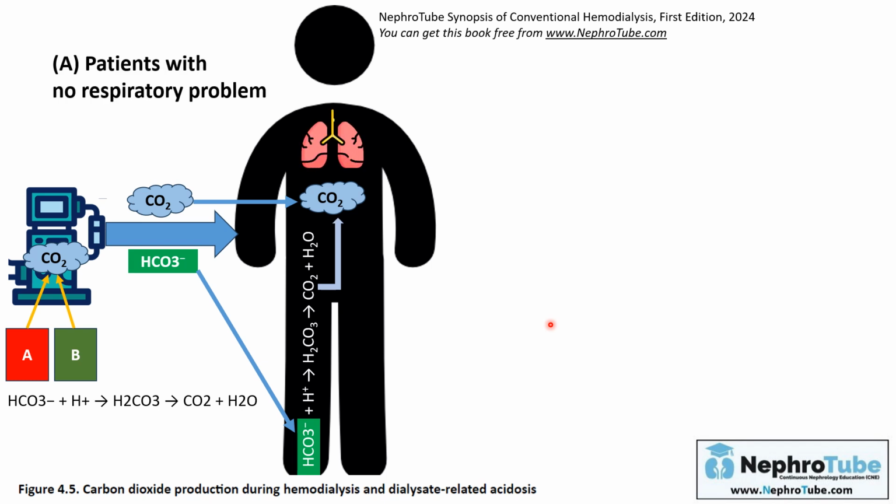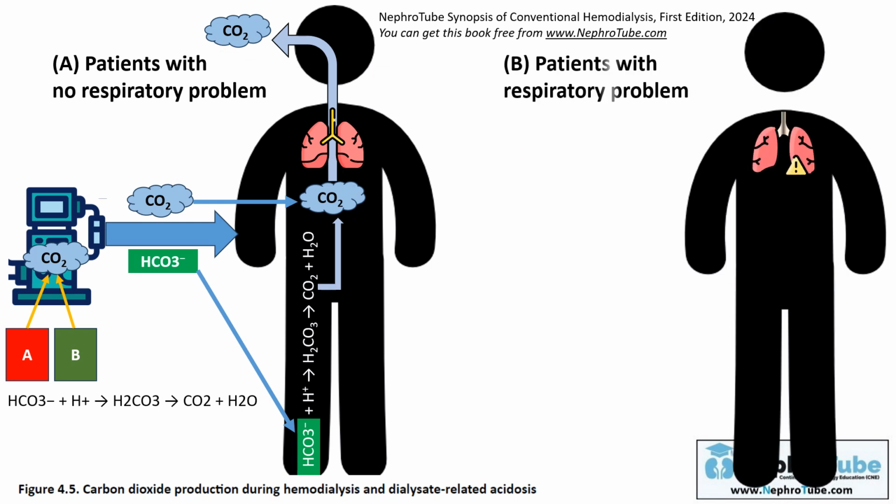But if the patient has no respiratory problem, this carbon dioxide will be exhaled and there is no problem. And this is how bicarbonate will buffer the hydrogen. If the patient is acidotic, bicarbonate will bind the hydrogen and form carbon dioxide that will be exhaled. But the problem will be present if the patient has a respiratory problem.